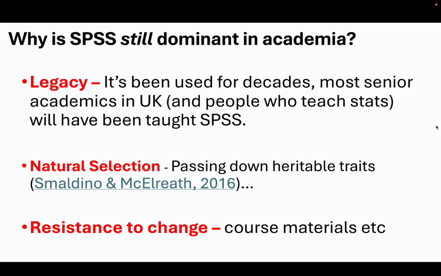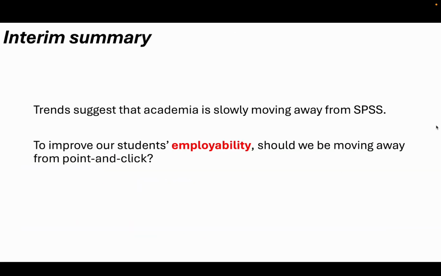So a quick interim summary so far then is that SPSS is still dominant in teaching, less so now in employability. So the trend suggests that we are slowly moving away from SPSS, and it's important to do so if we want to train the next generation of students to go on and be employable in academia, but also in the public and private sector. So we do really need to break up with SPSS and move away from the pointy clicky user interfaces to more script-based languages.